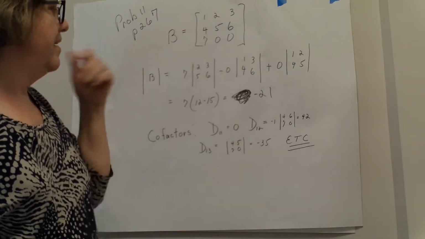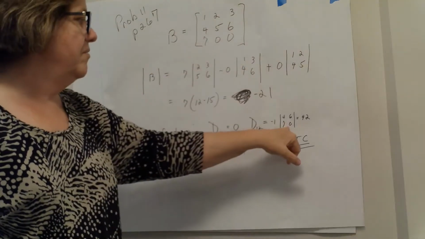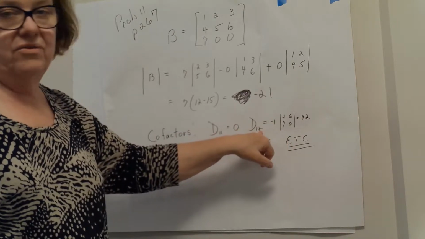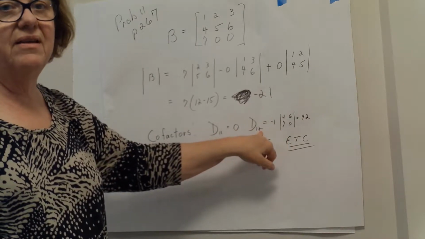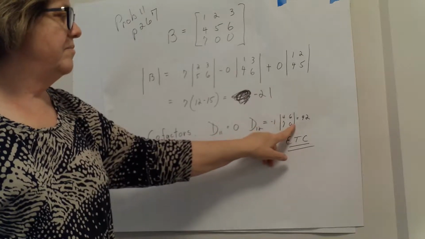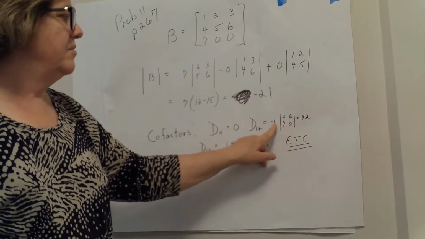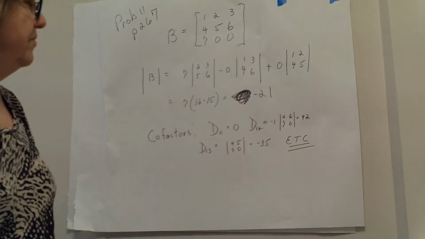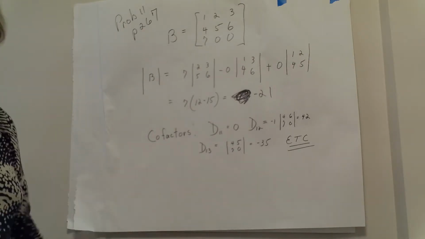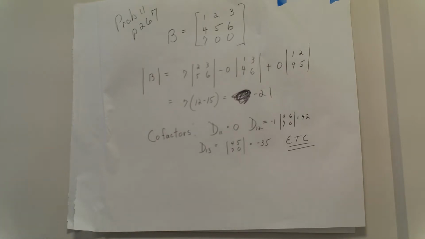D12, if we take out the first row and the second column, we have 4, 7, 6, 0. So the (-1) to the 2 plus 1, which is 3, (-1) to the third is -1. So we'd have 4 times 0 is 0, minus 6 times 7 is 42. So minus a minus 42 is 42, and so forth. I didn't write them all out. Part of your homework is to finish that.